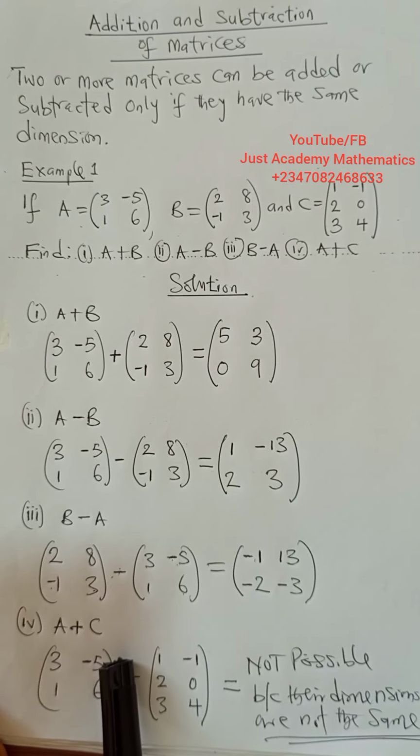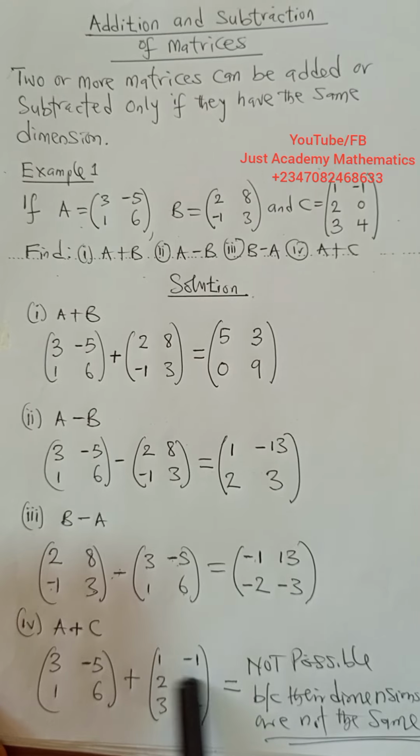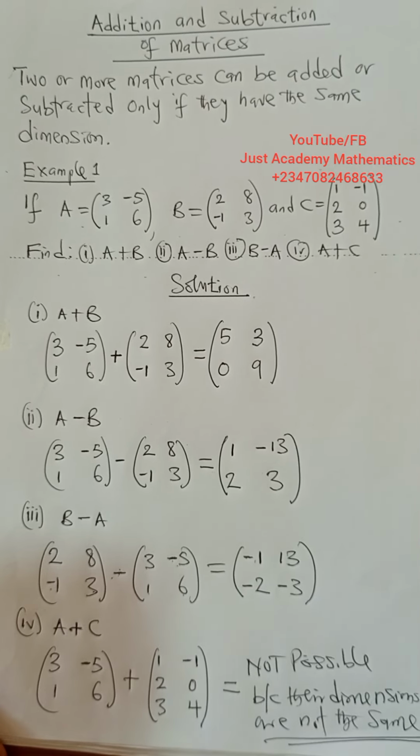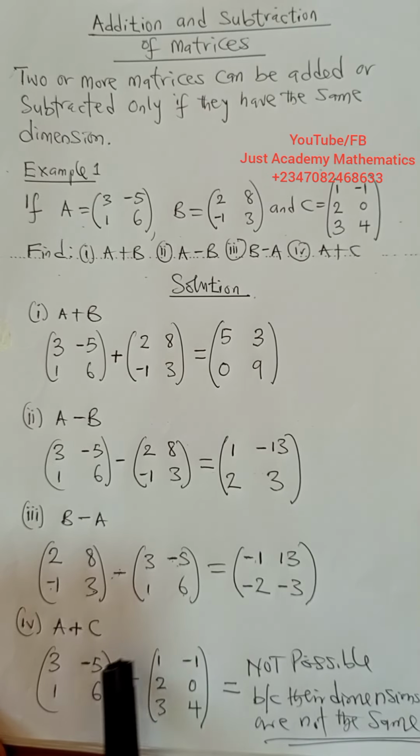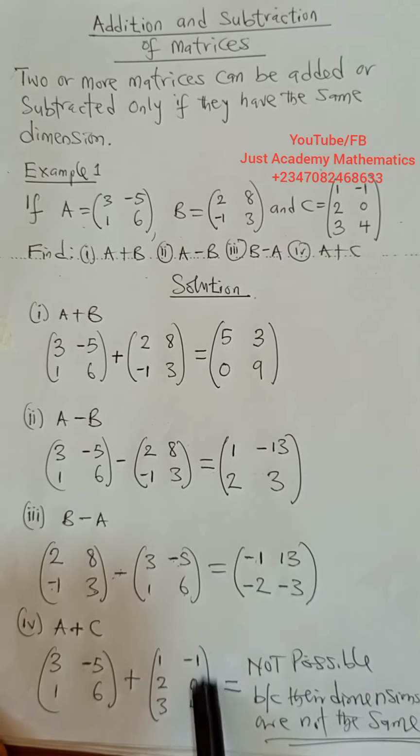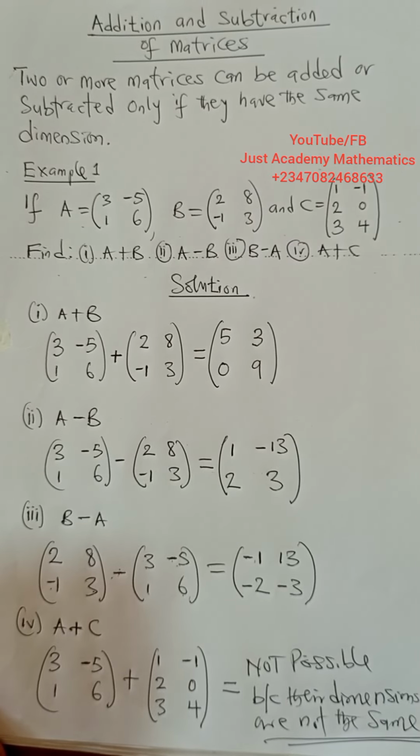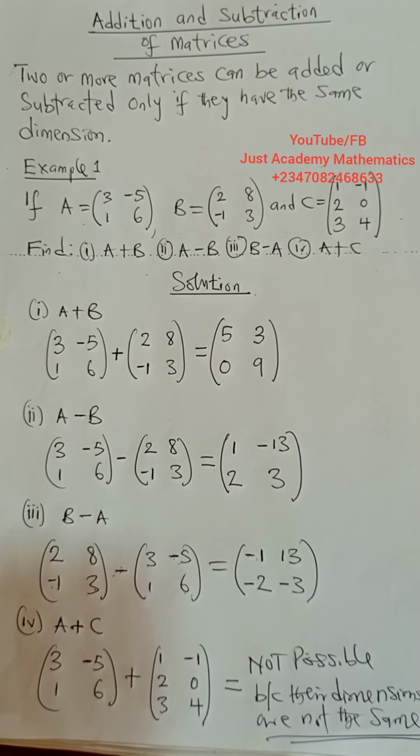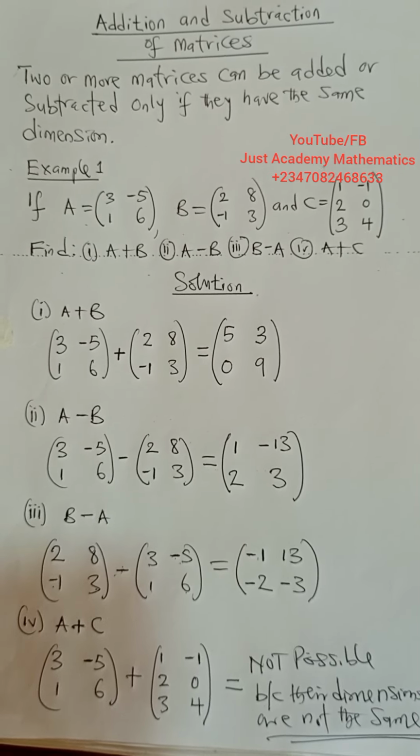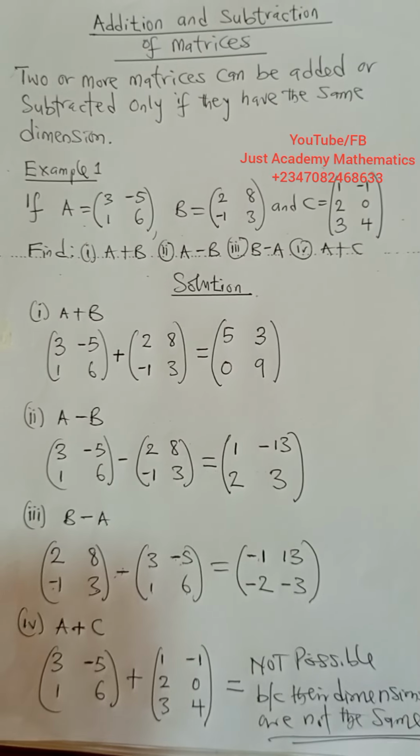This one is a 2 by 2 matrix, while this one is 3 by what? 2 matrix. 3 rows, 2 columns. 3 by 2 matrix. You can't add it to a 2 by 2 matrix because they are not the same. Are you following? This is 2 by 2. This is 3 by 2. So that one is not possible.